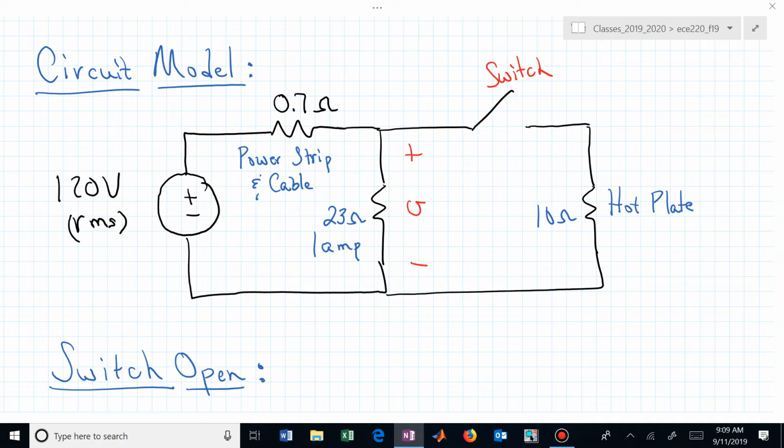With the switch open, now I want to find the voltage V. Can you find V with the switch open?